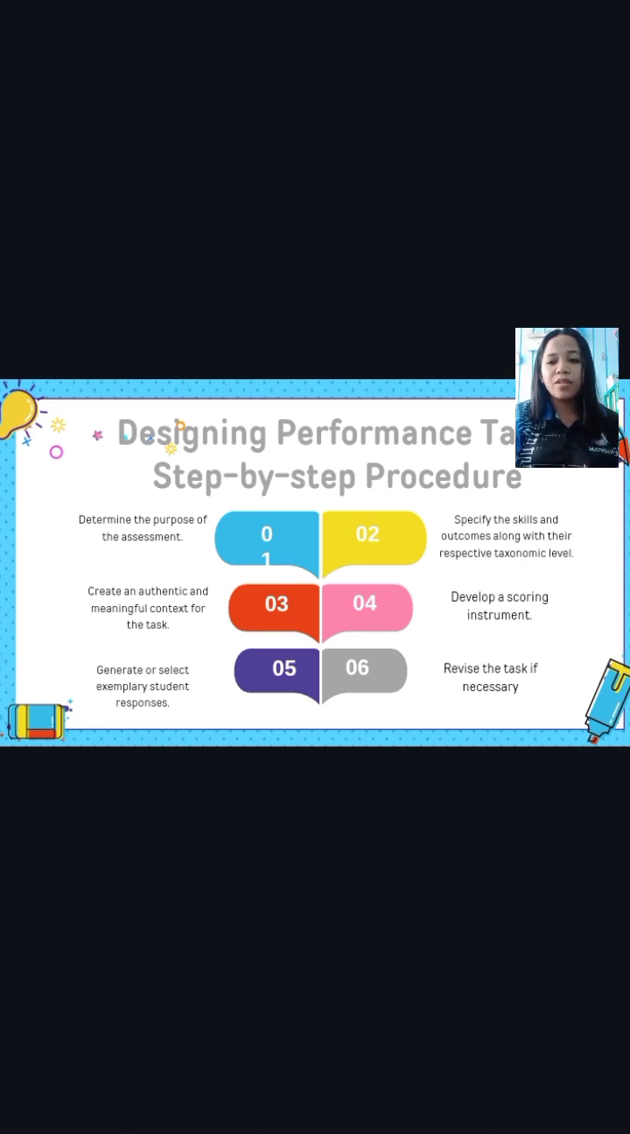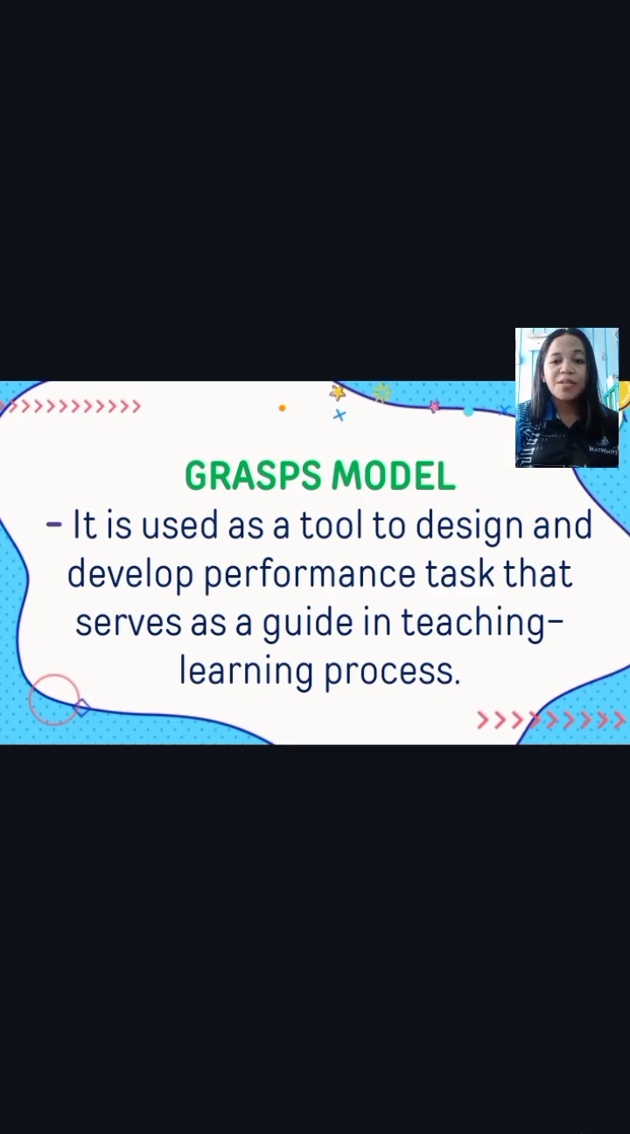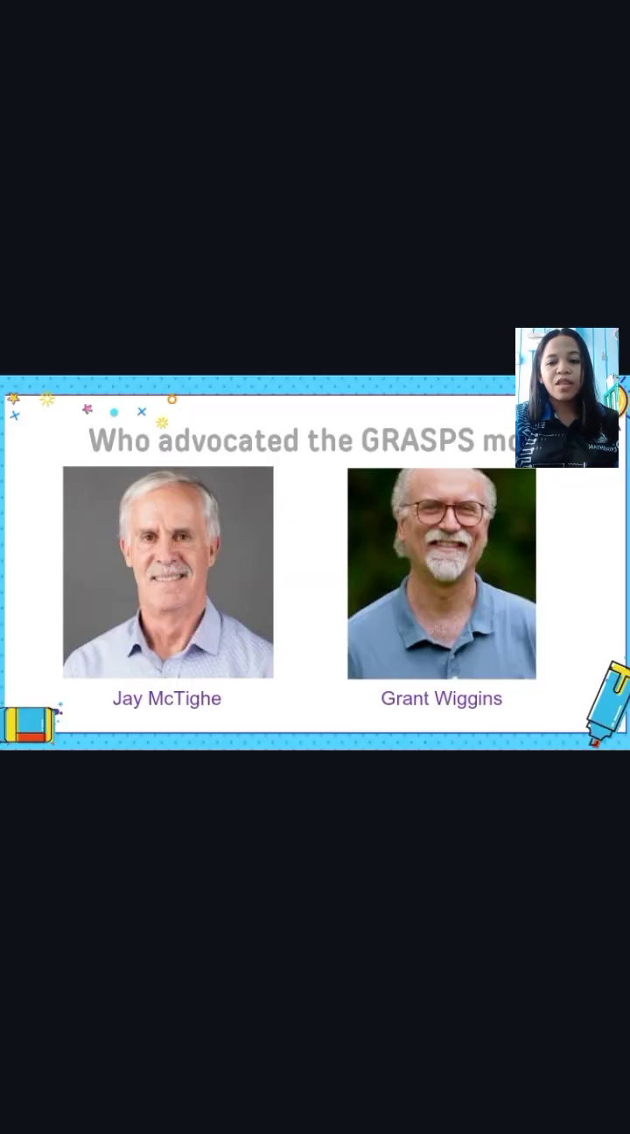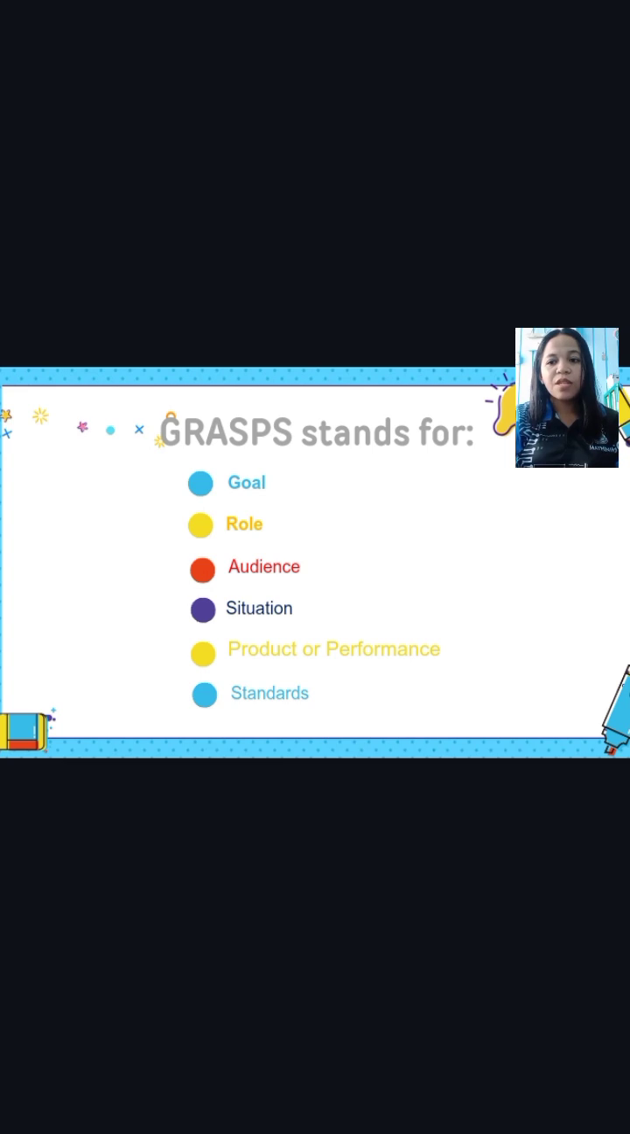So we continue with the GRASS model. The GRASS model is used as a tool to design and develop performance tasks that serves as a guide in the teaching-learning process. So who advocated the GRASS model? These are J. McTighe and Grant Wiggins, the proponents of the GRASS model. GRASS stands for G, Goal; R, Role; A, Audience; S, Situation; P, Product or performance; and lastly S, Standards.